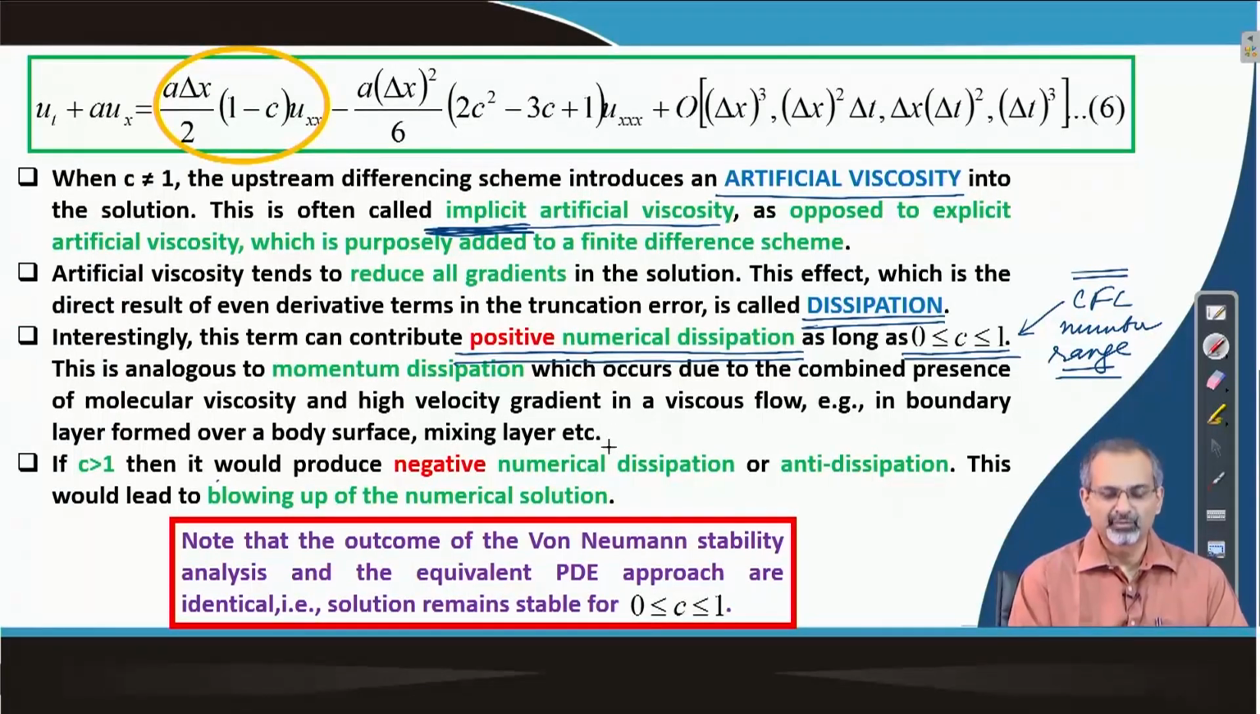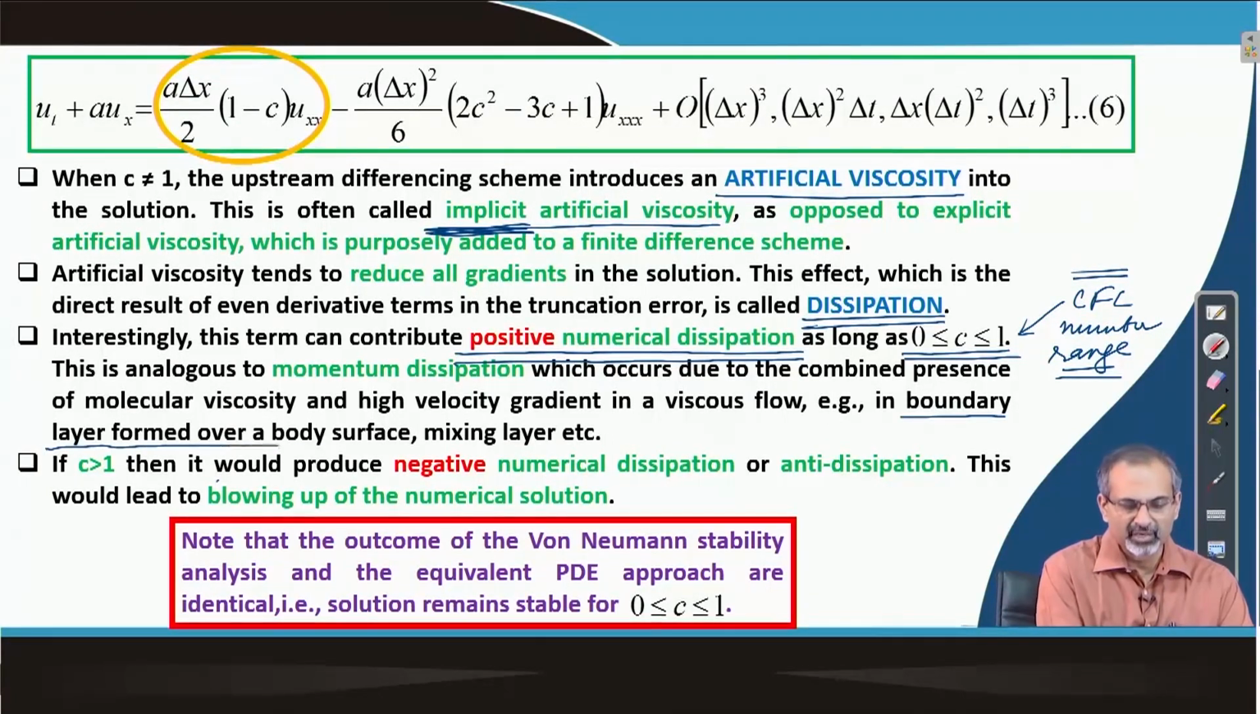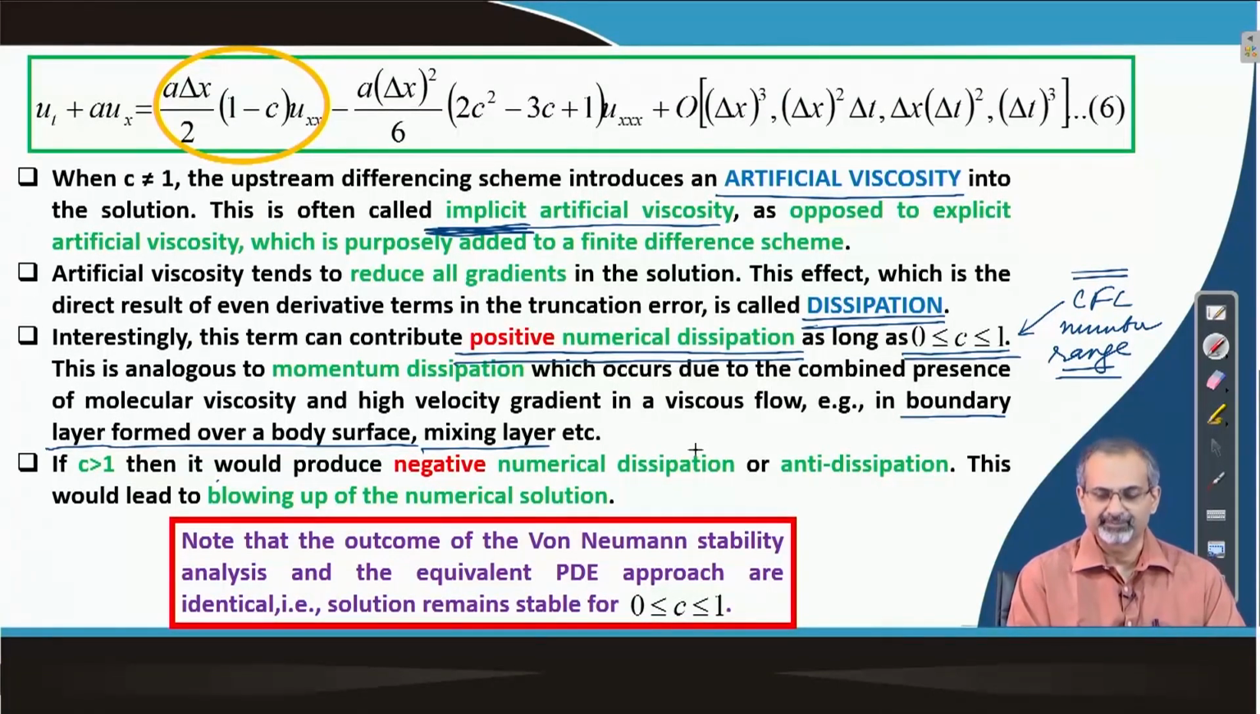And in viscous flow problems, how momentum dissipation takes place is simultaneous presence of the molecular viscosity coefficient and fairly high velocity gradients in some regions of the flow, which can make the viscous terms very significant. Now, that is often seen in regions like boundary layers, which are formed on solid surfaces, mixing layers and things like that.